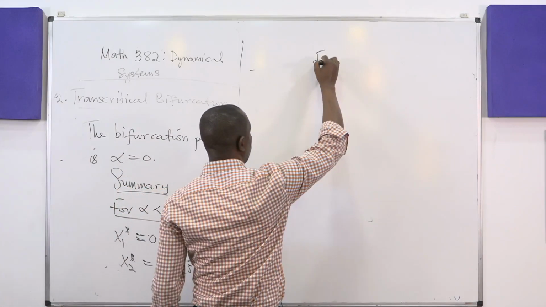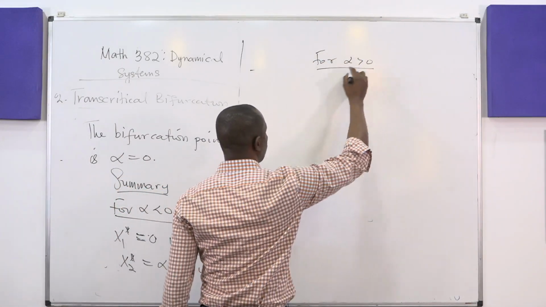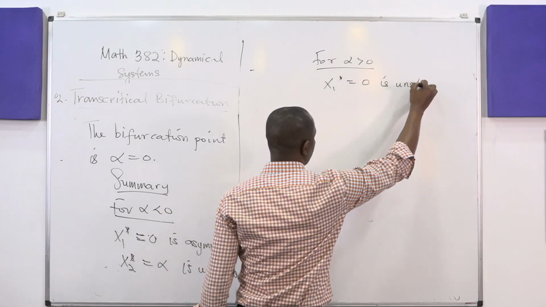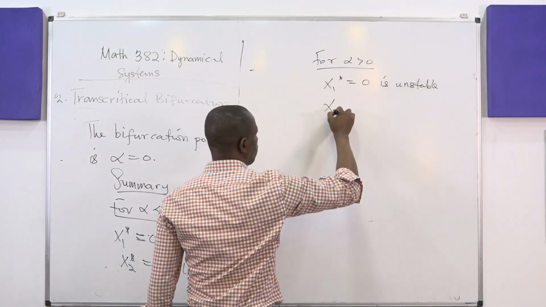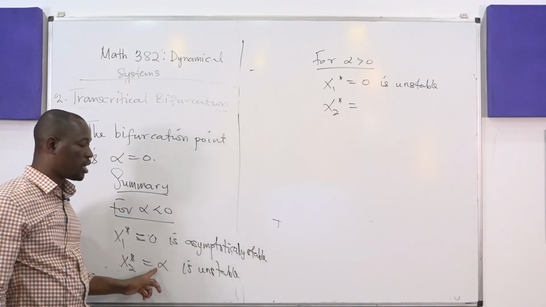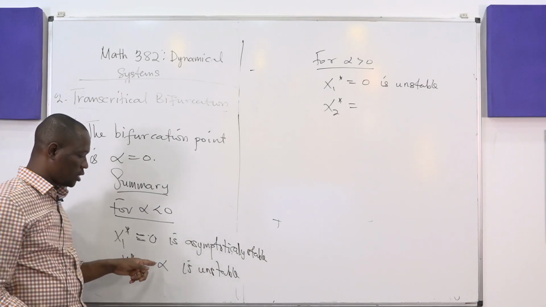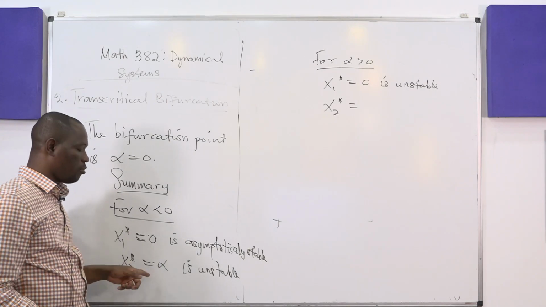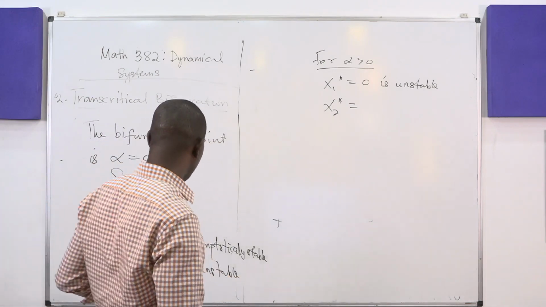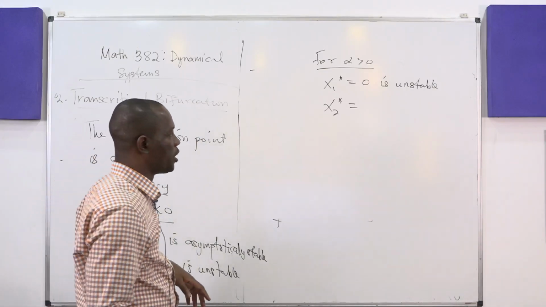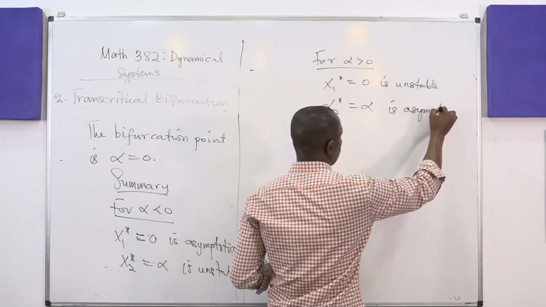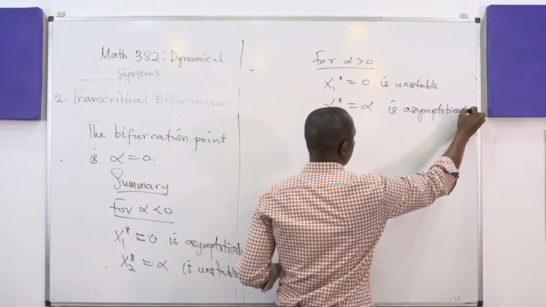Then for alpha greater than 0, we realize that x1 star equals 0 is unstable, and x2 star, or if you wish, we can make it minus, but in terms of magnitude, it's alpha. Is that okay? The same alpha. So this is the non-zero fixed point, and this is the 0 fixed point. So alpha is asymptotically stable.